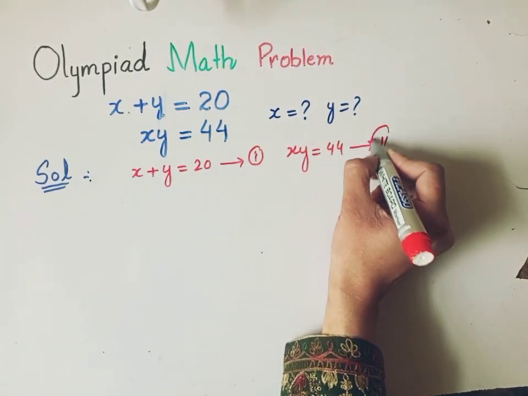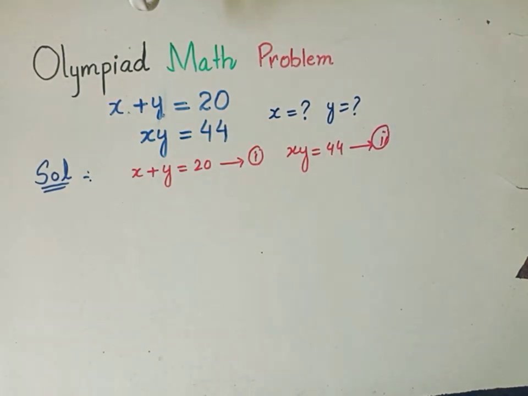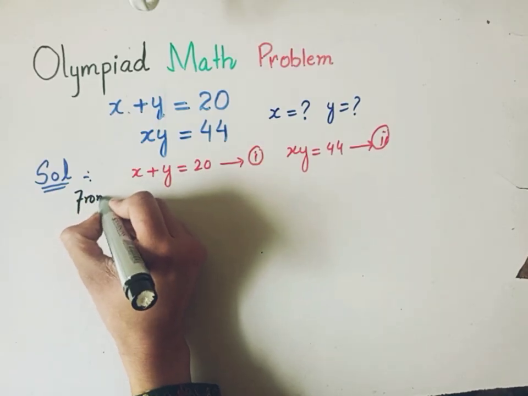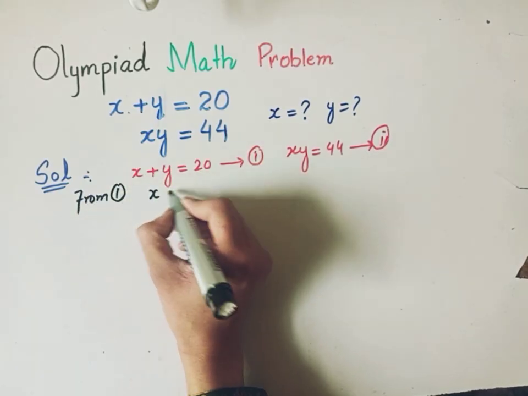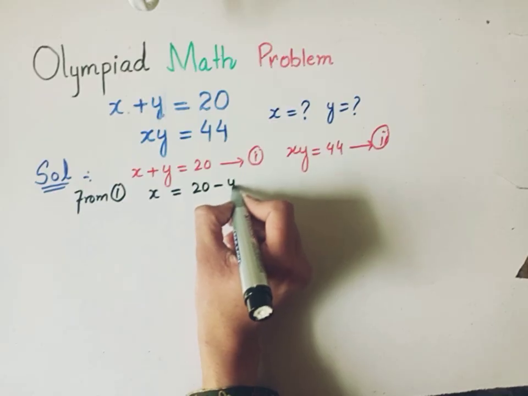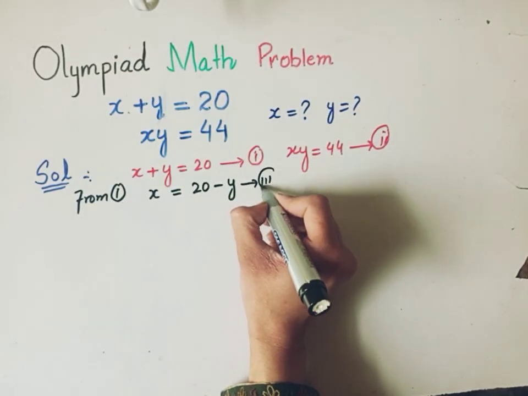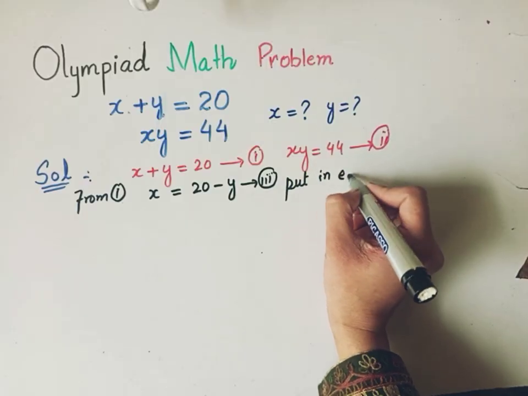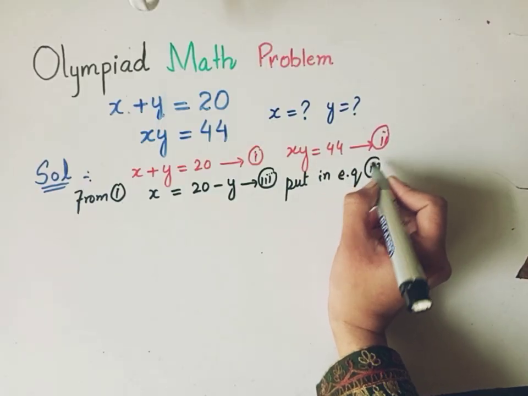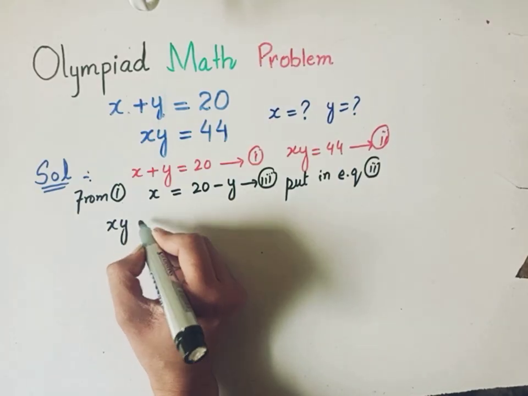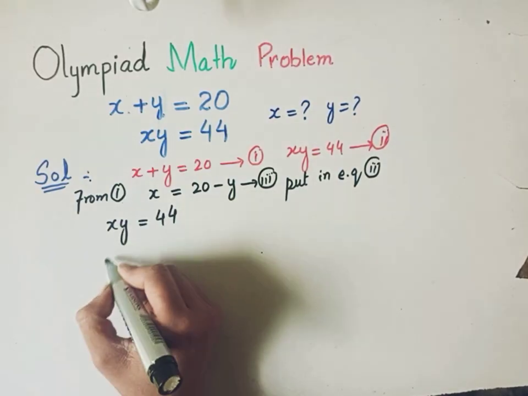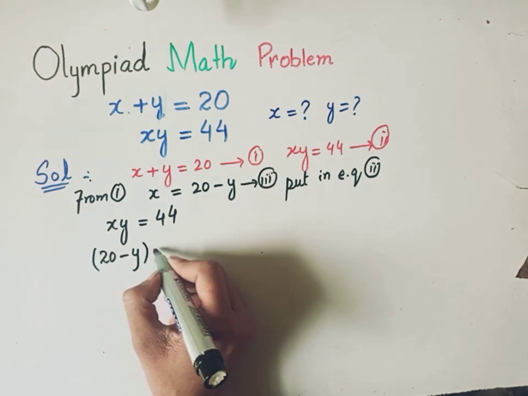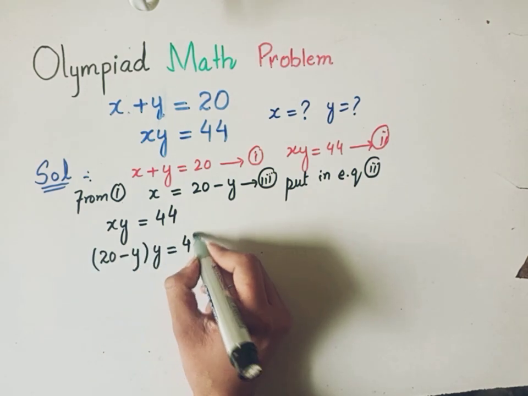as equation 2. After this, we will substitute the value of x from equation 1 in equation 2. That means x equals 20 minus y. This is equation 3. So, put it in equation 2. So, we get xy equals 44. In place of x, we will put 20 minus y, into y equals 44.